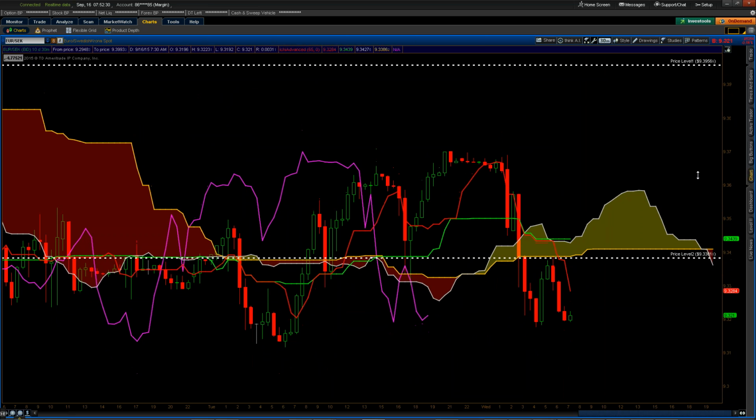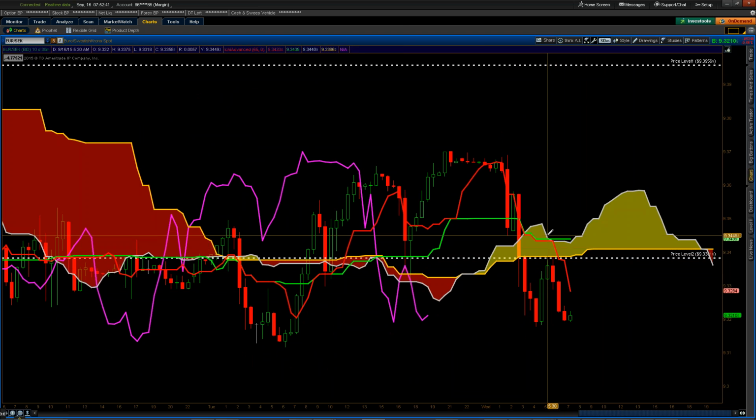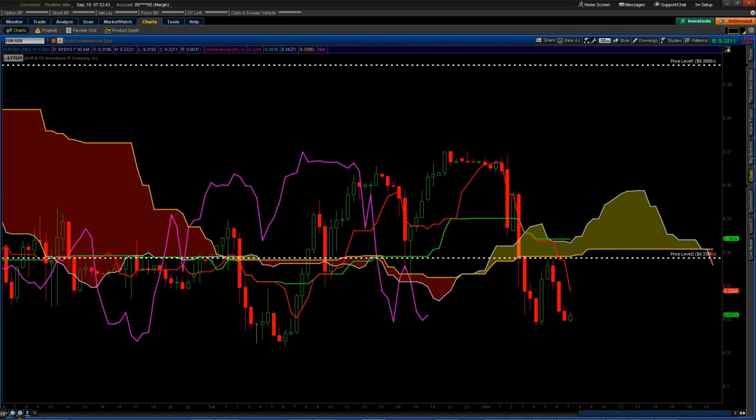Okay, and the sole reason why is that the resistances on the 30-minute do not match the 10-minute. Everyone okay with that? Are there any questions in regards to that?